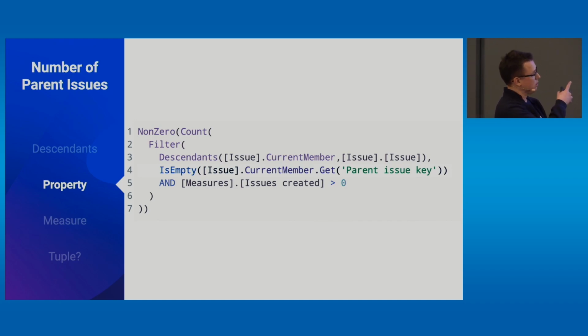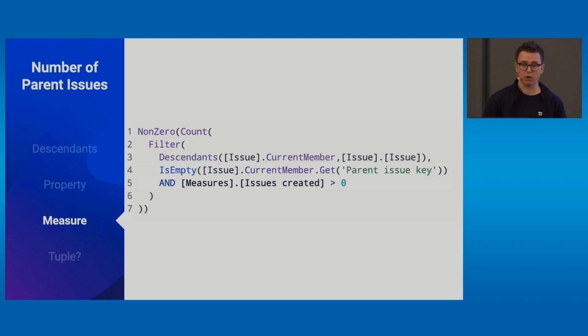We check the issue dimension property parent issue key. Only subtasks have value in this property, so it's safe to say this would retrieve only standard issue types and would work correctly without the issue type dimension in the report. Measure? Good. Issues created. Ties the calculation to the report context. But I think we can drop the charade.